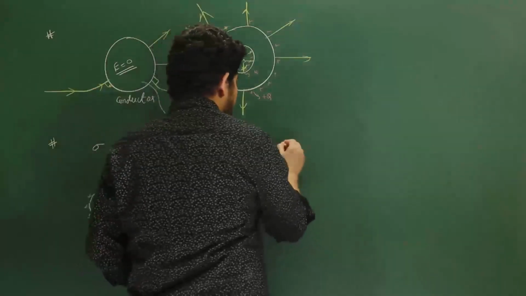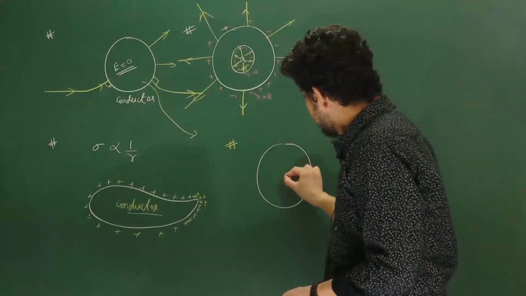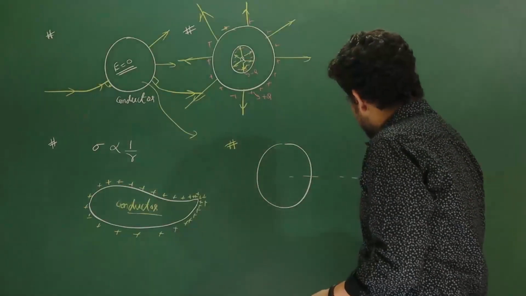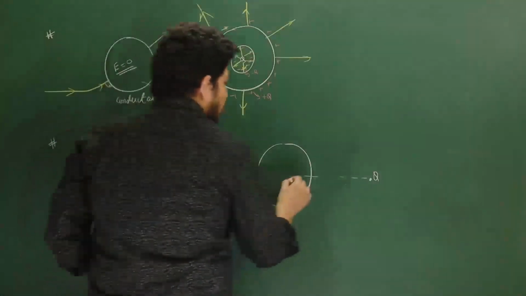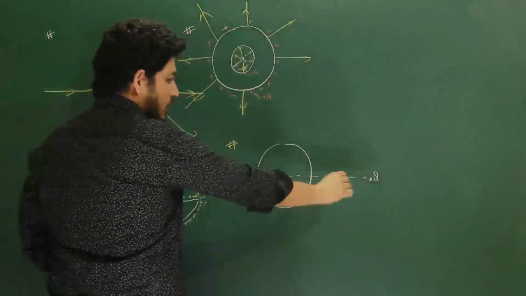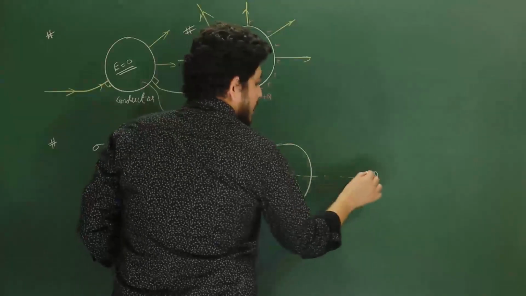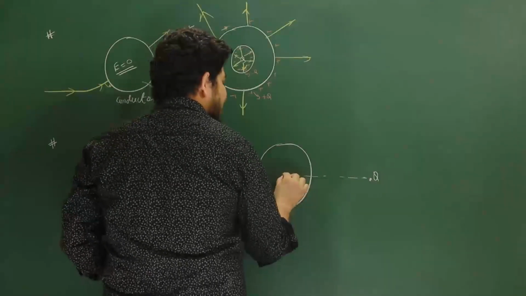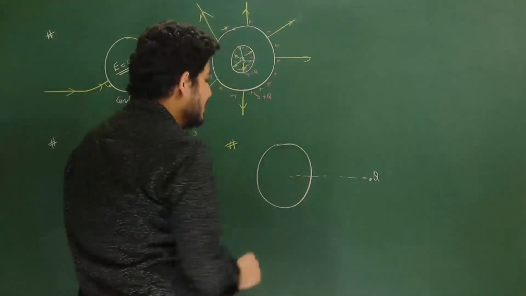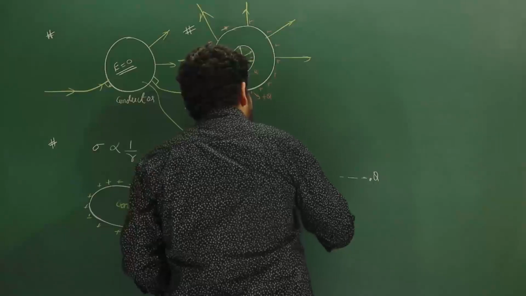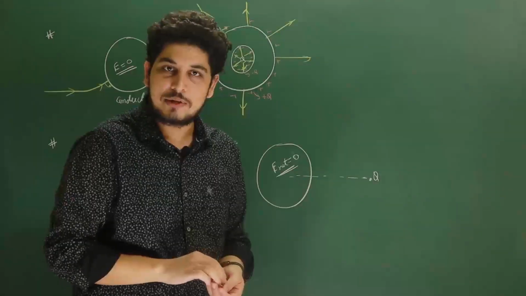Let's do some problems. Suppose there is a conductor, and a charge is placed at this point. Because of this charge there will be an electric field at the center. But because of the induced charge, the net electric field at the center will be equal to 0. This is also very important.